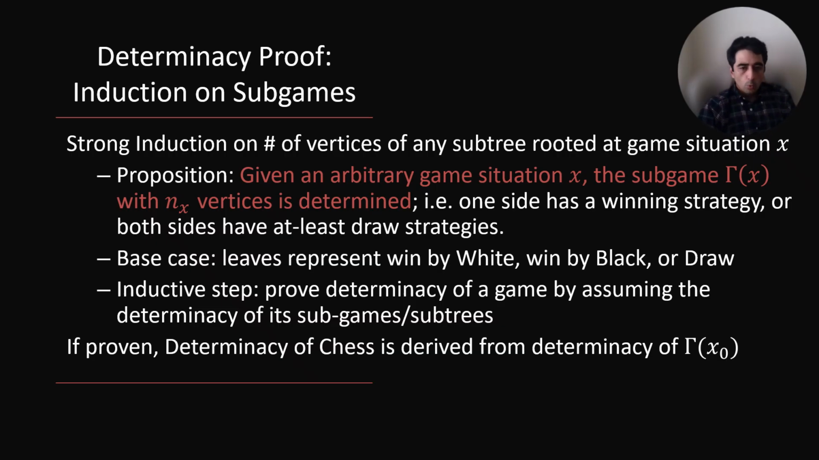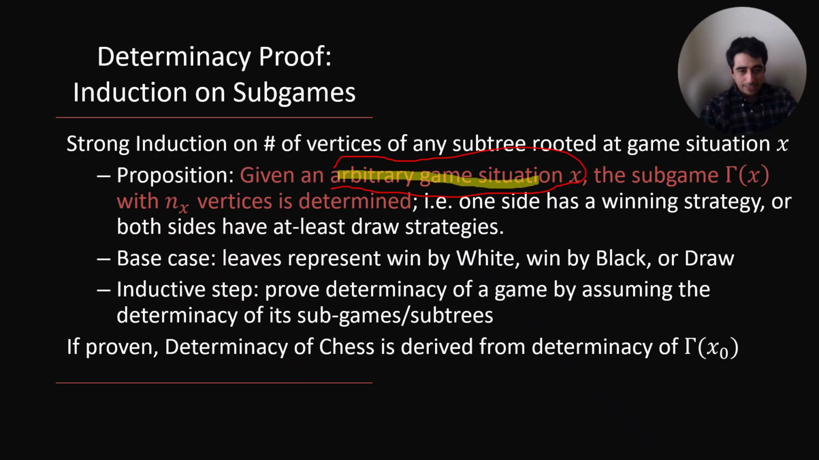Okay, so first of all, why is this the proposition that we need to prove? Because if you prove this for any arbitrary game situation, this arbitrary is important, just to highlight it, then you can replace that game situation with x0, the initial game situation. And that would prove the determinacy of chess, because you have proven that gamma of x0 is determined, and gamma of x0 is the whole game of chess. So that's why this is the proposition I'm interested in proving.